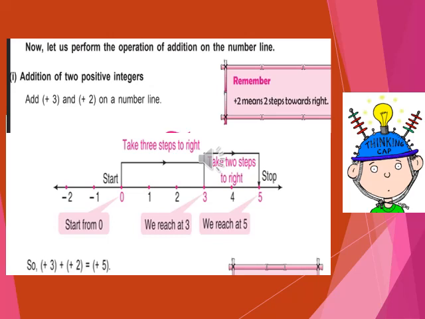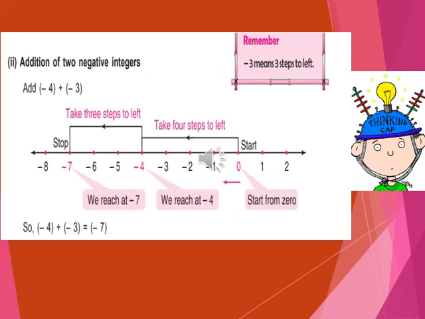Then the second number is plus 2. Plus 2 means again to the right side, but the steps are 2. So from the 3, if you take 2 steps to the right, we will reach at 5. Stop now. This number is your answer. So plus 3 plus plus 2 equals plus 5. In the previous question, we had taken 2 positive integers, so we moved towards the right side both times. Now we will take 2 negative integers.